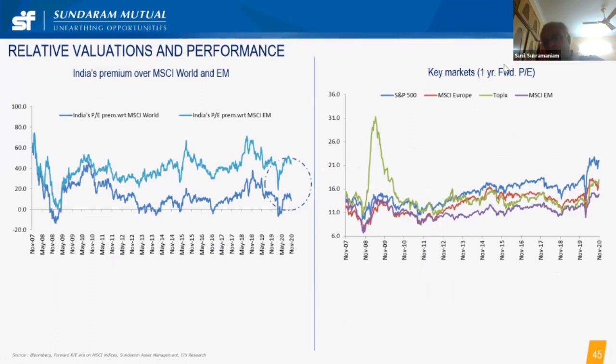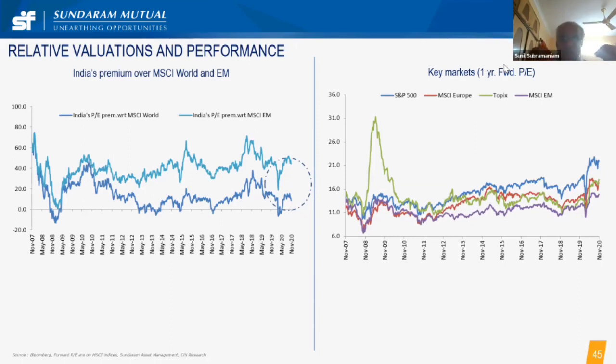Then you have the emerging market. So clearly today, advanced countries are trading at a premium to emerging countries. Now you come to India and compare it to the advanced countries, that is the world at large, and to the developing. You can see that India in February went through a correction.